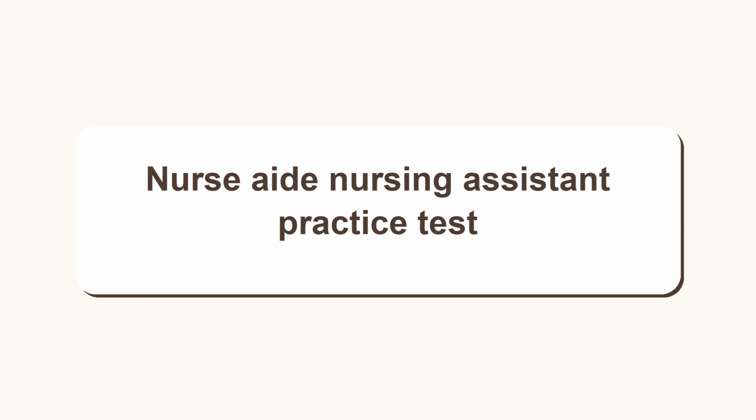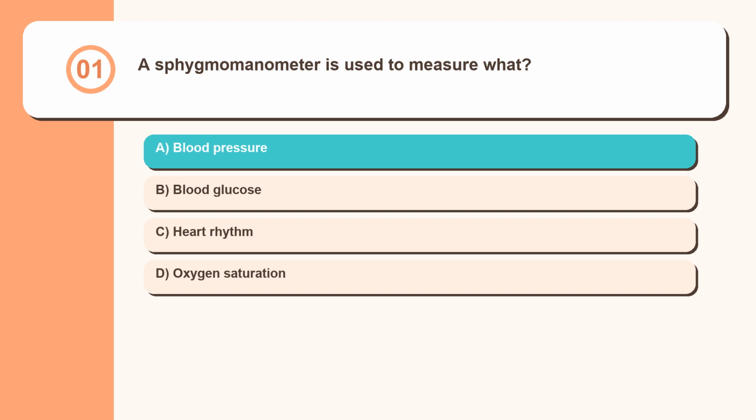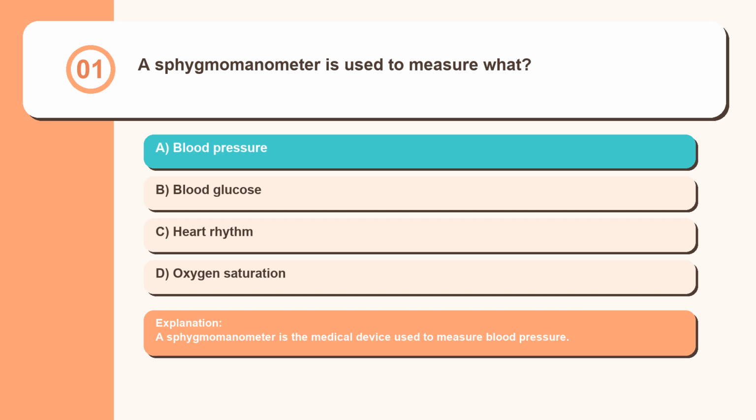Nurse Aide Nursing Assistant Practice Test. Question 1. A sphygmomanometer is used to measure what? Blood pressure, blood glucose, heart rhythm, oxygen saturation. A sphygmomanometer is the medical device used to measure blood pressure.